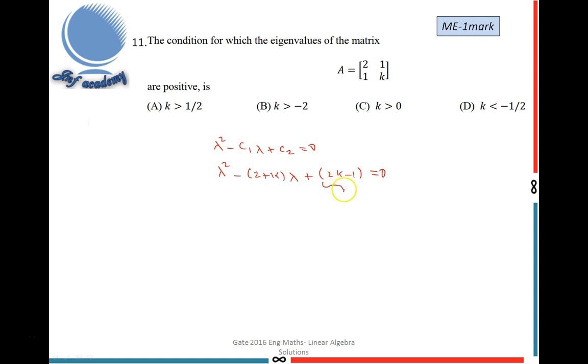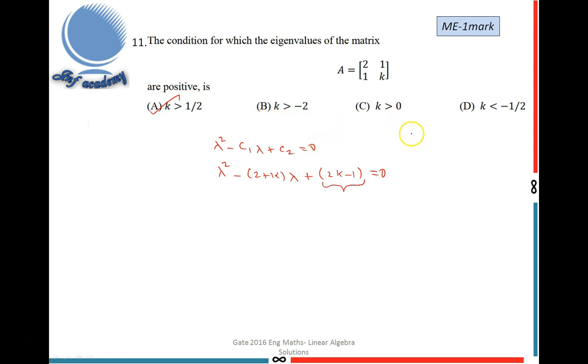The last term in the quadratic equation is called the constant term. If this constant term is positive, then only you can get the positive roots. Otherwise, you can't get the positive root. So first I take option A, k greater than 1 by 2, means substitute k equal to 1. Suppose you substitute 1, we get 2 minus 1, this is positive, plus 1. So in that case, all the roots are positive.